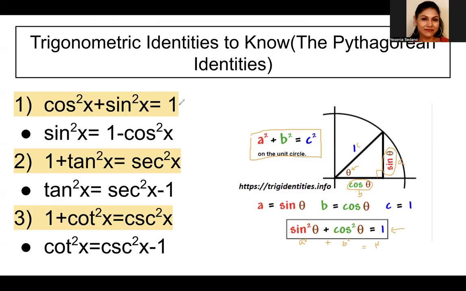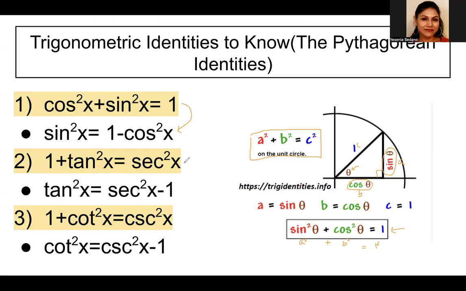Now, if you were to subtract sine squared from both sides of this equation, you get a new identity right here: sine squared equals 1 minus cosine squared. We were also able to come up with these two additional identities: 1 plus tangent squared equals secant squared, and also 1 plus cotangent squared equals cosecant squared. We come up with the second one by dividing everything by cosine squared in the first identity. And you get this third identity by dividing everything by sine squared.